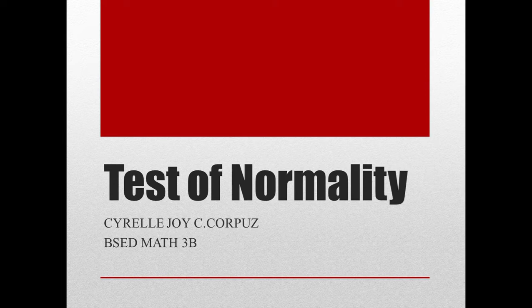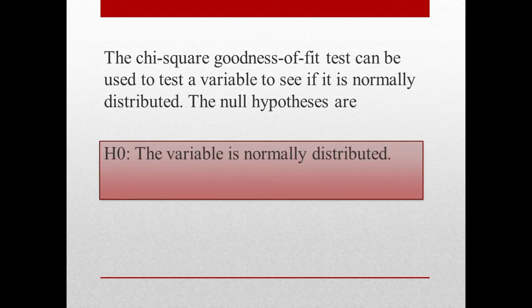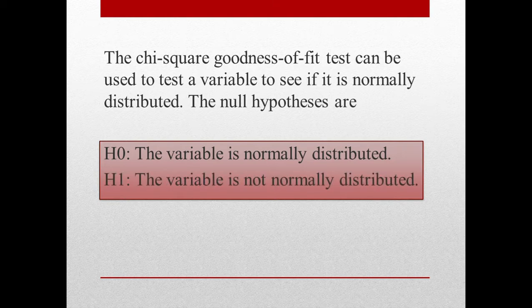Today, we're going to discuss the test of normality. Here at test of normality, the chi-squared goodness of fit test can be used to test a variable to see if it is normally distributed. The null hypothesis is the variable is normally distributed. The alternative hypothesis is the variable is not normally distributed.